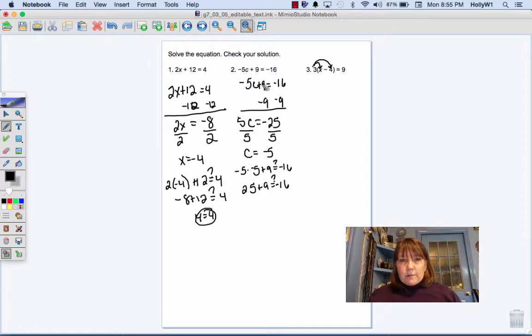Well, negative 5c plus 9 is equal to negative 16. I subtracted 9 from both sides. That makes sense because these will cancel out and be 0. Remember when I said leave no sign behind? I forgot a sign. So this should be negative 5c, which makes that negative, which makes that negative, which makes this a positive 5. So when we substitute, it's actually negative 5 times a positive 5, which would give us negative 25. So is negative 25 plus 9 negative 16? And it is. That's where I went wrong.